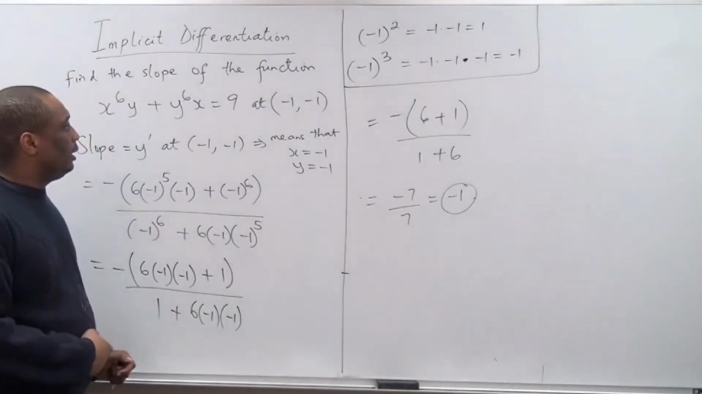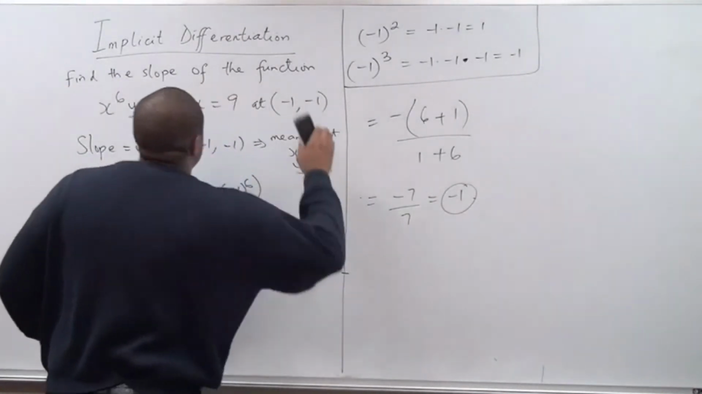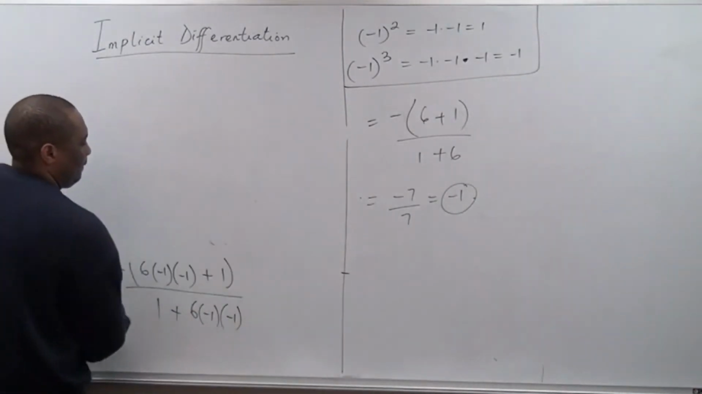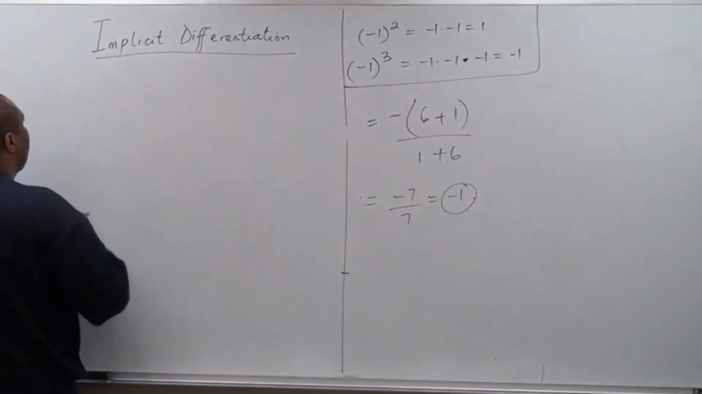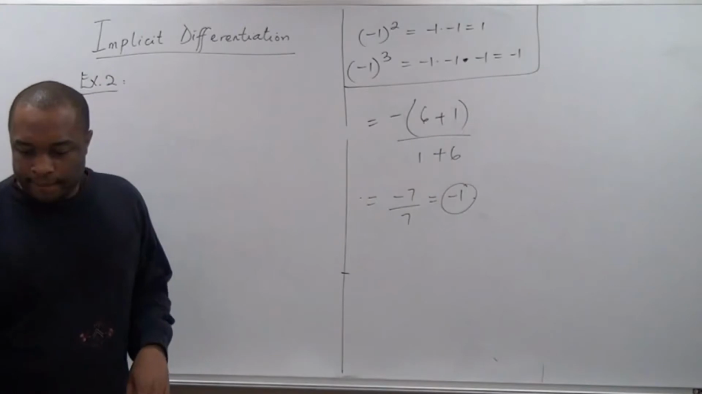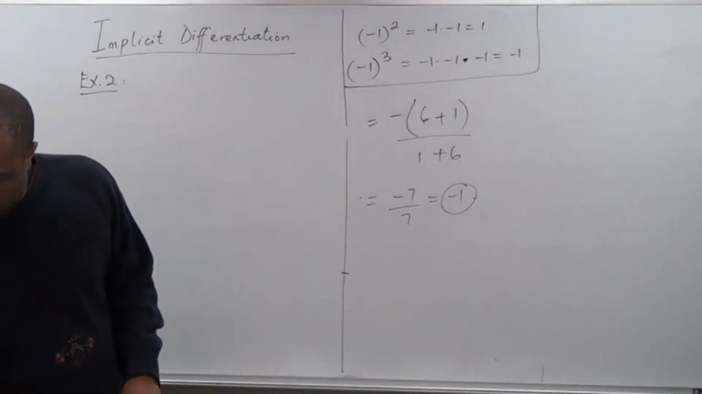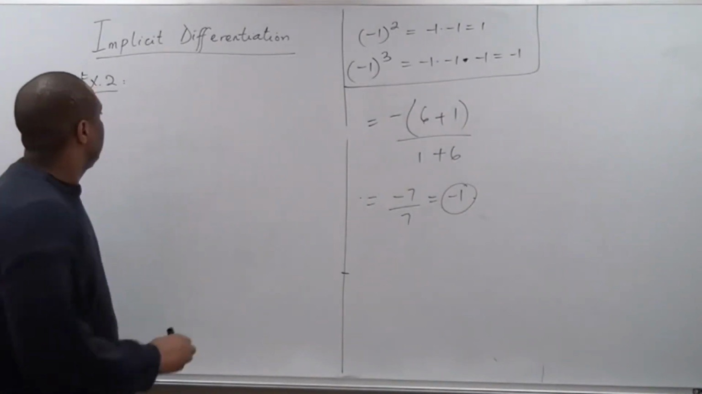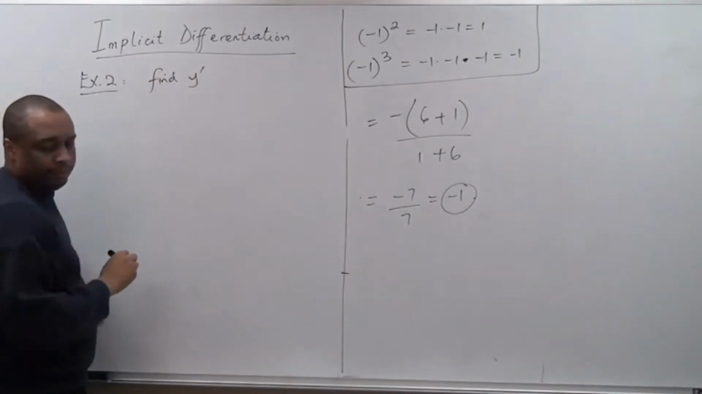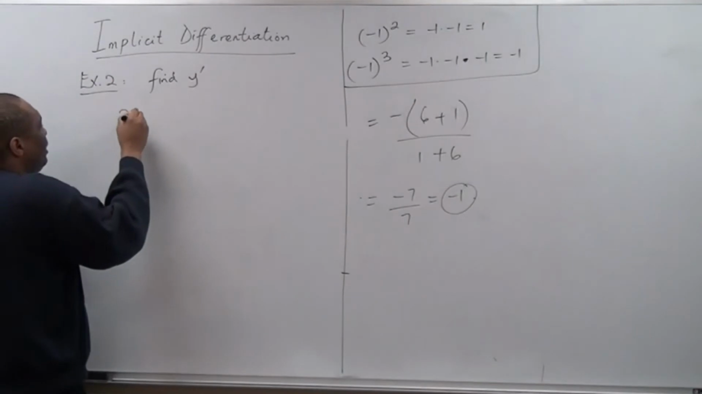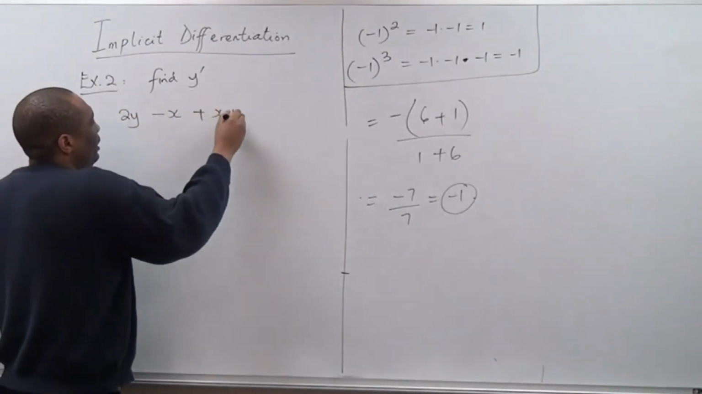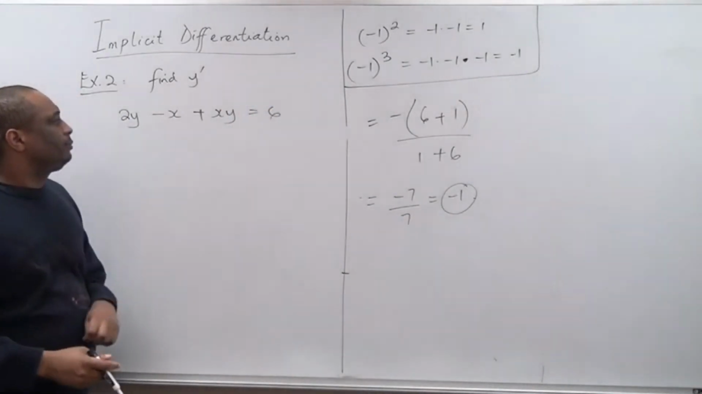Okay? Example 2. Find y prime. 2y minus x plus xy equal to 6.